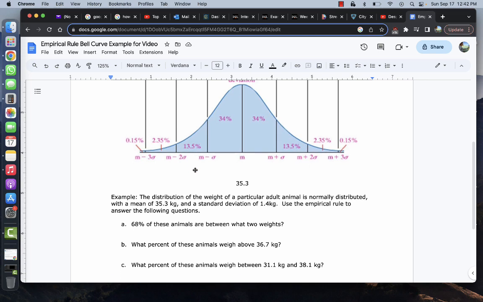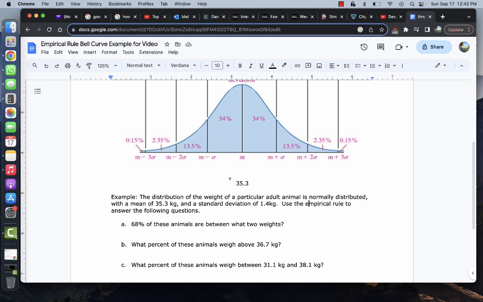Let's say the distribution of the weight of a particular adult animal is normally distributed. That's a key term to tell us that it's bell-shaped, with a mean of 35.3 kilograms and a standard deviation of 1.4 kilograms. Use the empirical rule. Since it's normally distributed and we're using this empirical rule, we're using this picture and the breakdowns to answer the following questions.